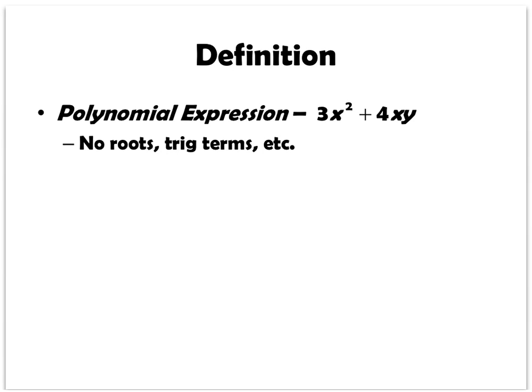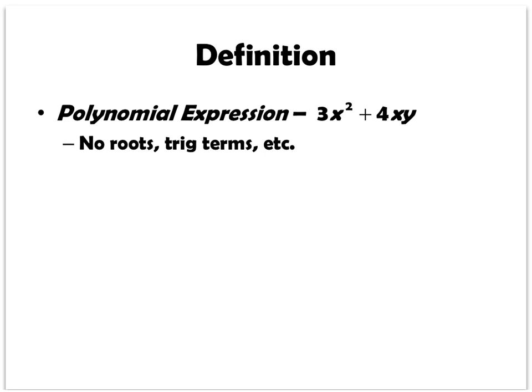In the previous lesson, we defined the idea of an algebraic expression. In this section, we're going to look at one specific type of expression that we call a polynomial expression. An example of a polynomial expression is 3x squared plus 4xy.